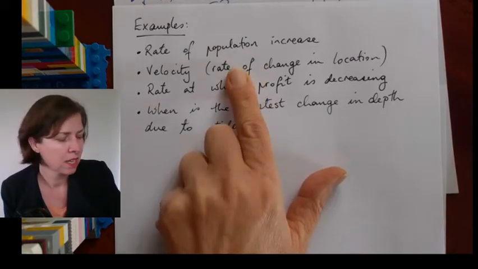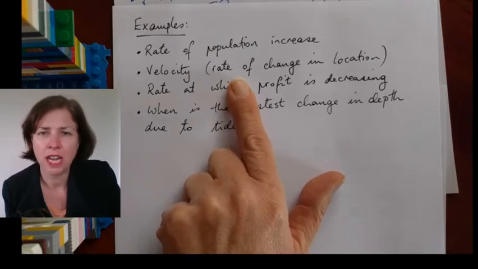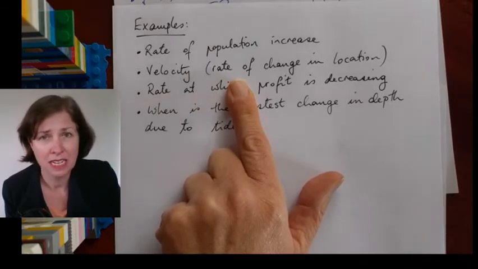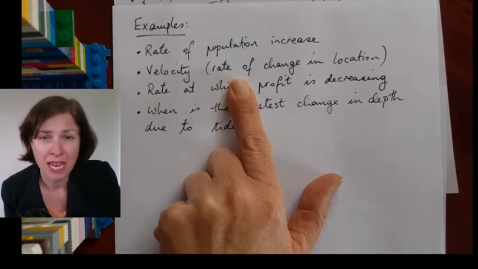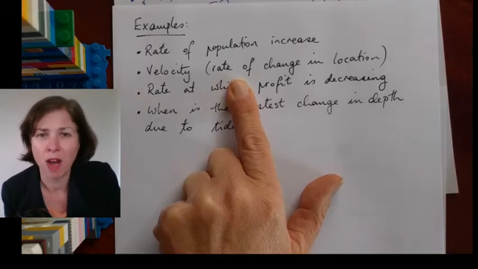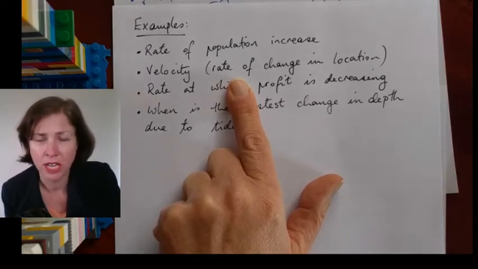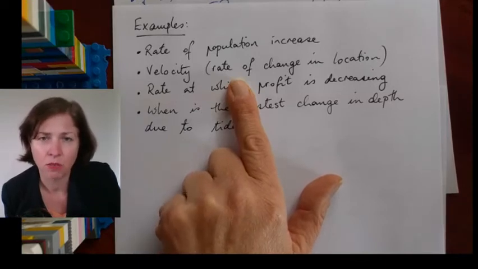Similarly for velocity. Velocity is the rate of change in location. It's speed. It's how fast I'm changing where I am compared to where I was. It's important to know when my velocity, my rate of change in location, is increasing and when it's decreasing and when it's reached a maximum.